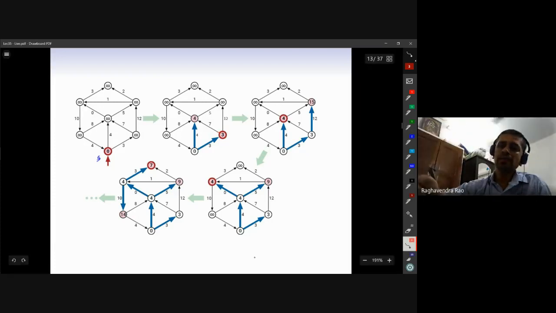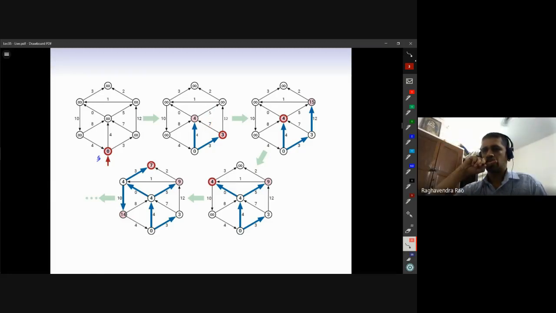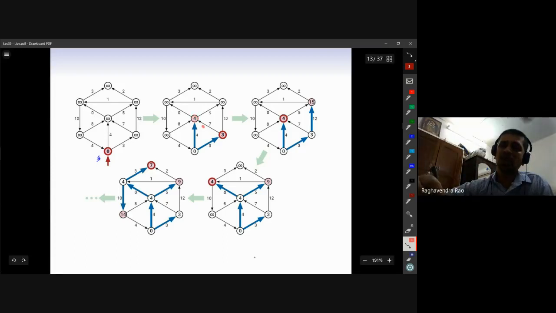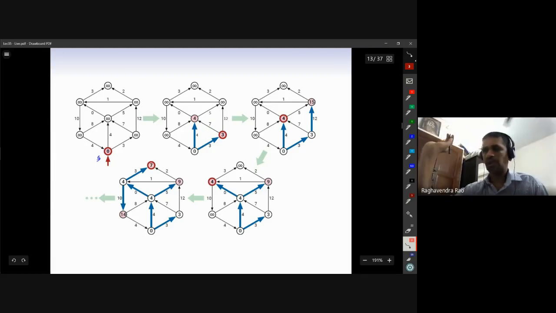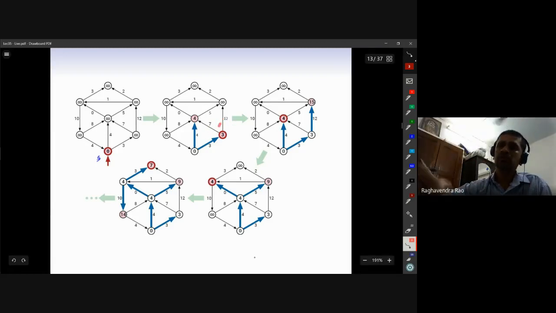Now you look at the neighbors of 3, this and this. Is this edge tense? 7 plus 3 is not smaller than 4, right? Since this edge is not tense, we will not be processing it. So we'll only be processing this edge. Because here it was infinity, it's naturally tense. 12 plus 3 is less than infinity, so we'll update it with 15 and put it in the queue.